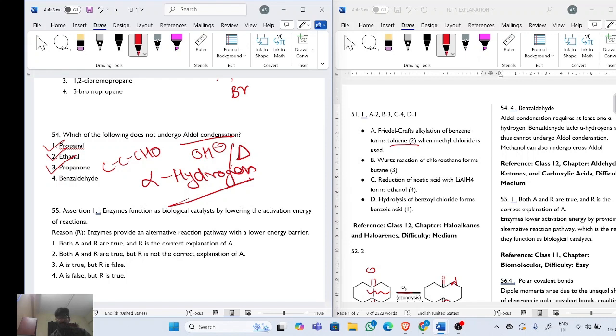But in benzaldehyde there is no alpha hydrogen. If there is no alpha hydrogen, it will not undergo aldol condensation reaction. So option number 4 will be our correct answer.